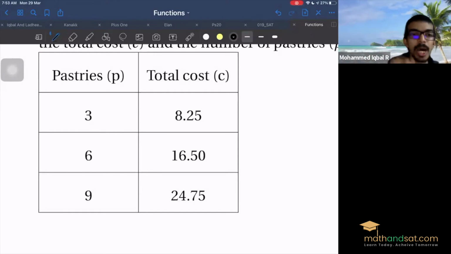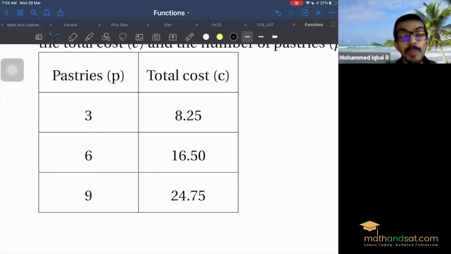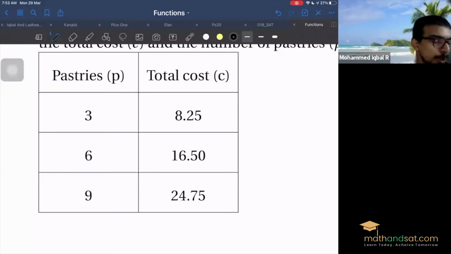We are building things slowly. But this question is pretty easy. Just by observing the table, you can get the relationship between P and C. Don't you think that there is a relationship here?